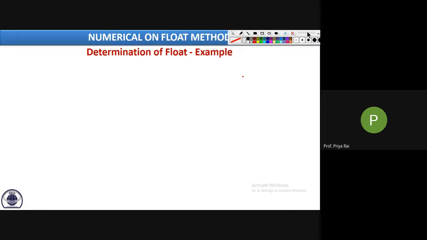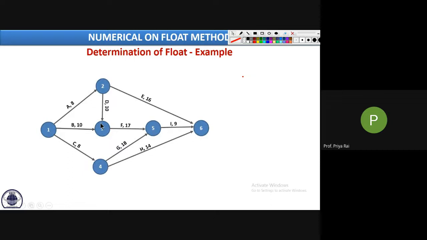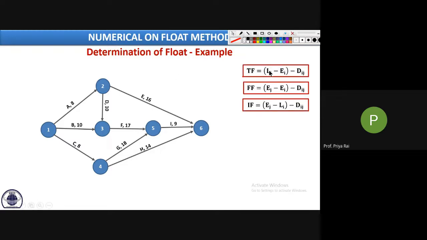All the floats have to be calculated. For determining the float, what values must be calculated first? Earliest start time, yes, the ES value, but not only ES, also the LF value. Since we are considering all the floats, with LJ, LI, EI, EJ, all these things, we have to calculate them. These are the formulas. We have to calculate the latest finish time and the earliest start time for all the activities.